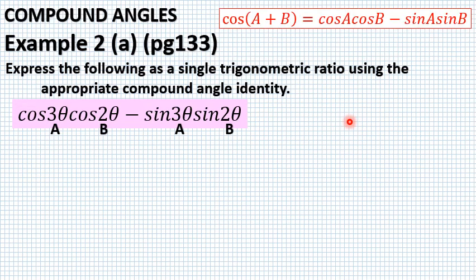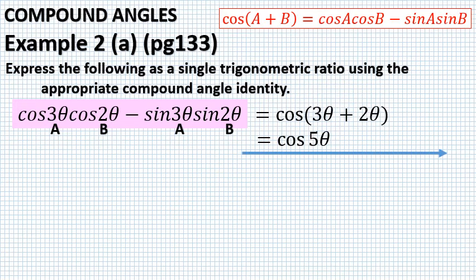So let's link up the A's and the B's, and then that links up to this identity, cos A plus B. So you guessed it, we just write that this is equal to cos A plus B, 3 theta being A and 2 theta being B, and the sum of those two gives us 5 theta, just like that.